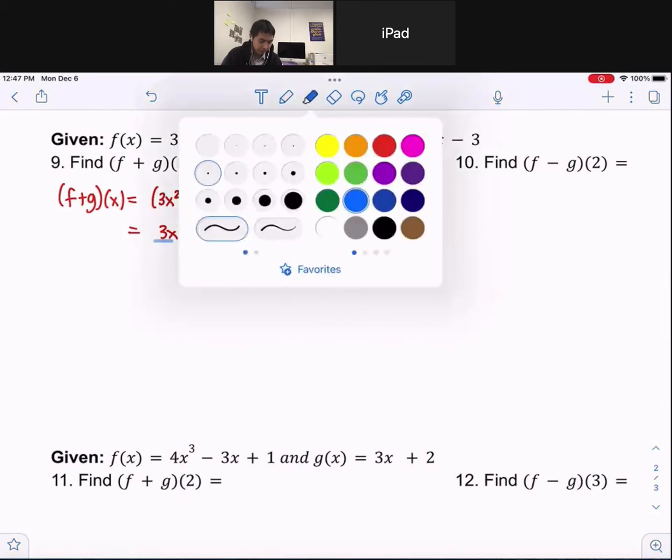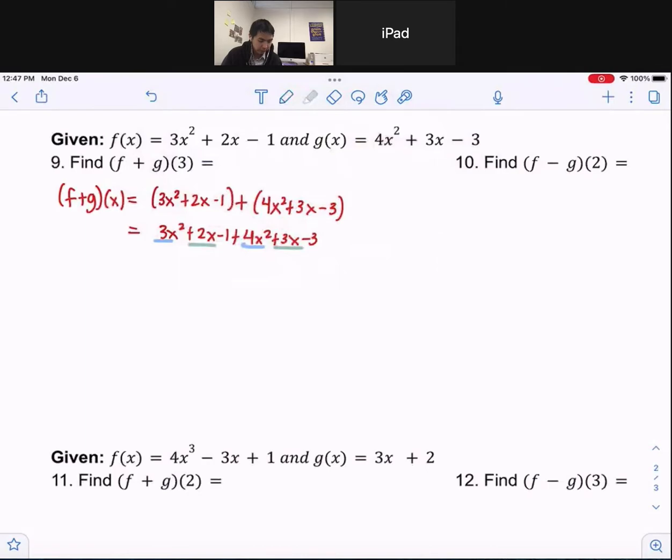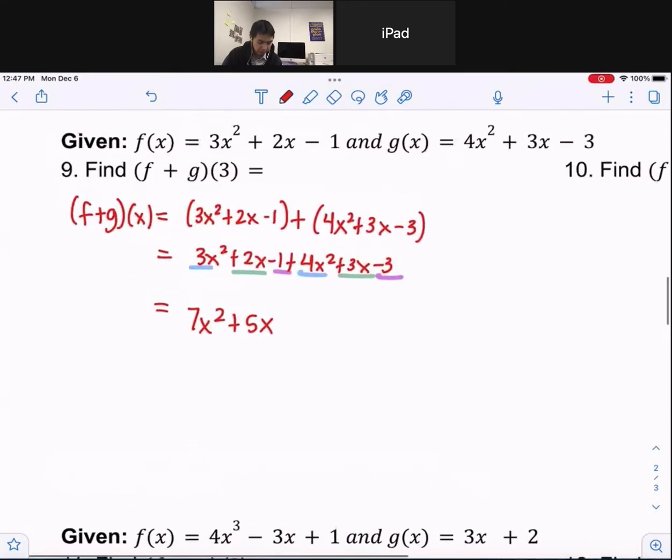The x squared terms can combine, the x terms can combine, and your constant terms can combine. So we have 3 plus 4, the blues, 7x squared. 2 plus 3, the greens, 5x. Negative 1 minus 2 is negative 4. So that's our f plus g of x function.